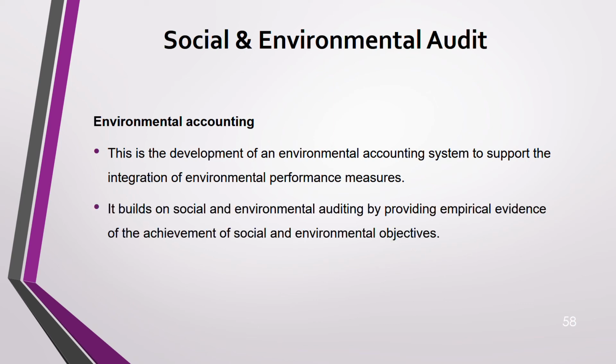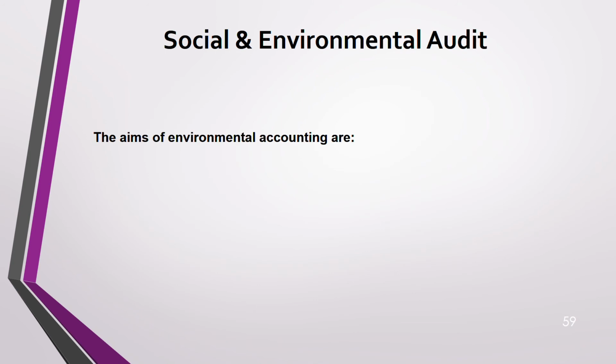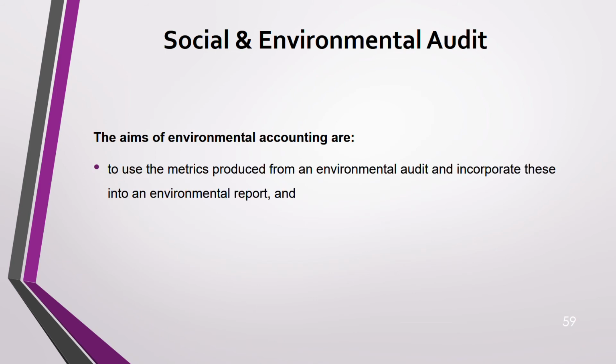So this builds on two types of auditing, social and environmental auditing. Without these two auditing, environmental and social auditing, this will not be possible. You cannot account for environmental accounting. What is the aim of this accounting? To use the matrix that is produced. You will be using the matrix from an environmental audit, and incorporating this into the environmental report. That is the whole idea.